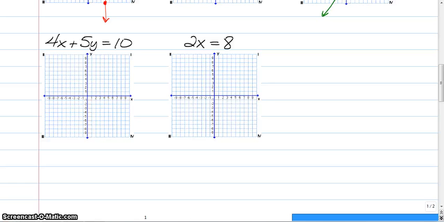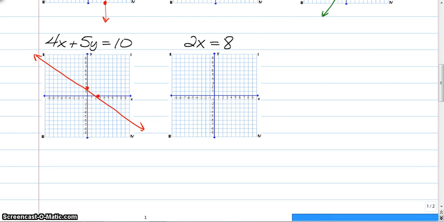So let's see if you got it right. 4x is equal to 10. That's going to tell you that x is about 2.5. It's kind of difficult to graph those on a little graph, but I can tell if your dot is between 2 and 3. 5y is equal to 10, so that's going to tell you y is equal to 2. And this example should look a little bit like this.